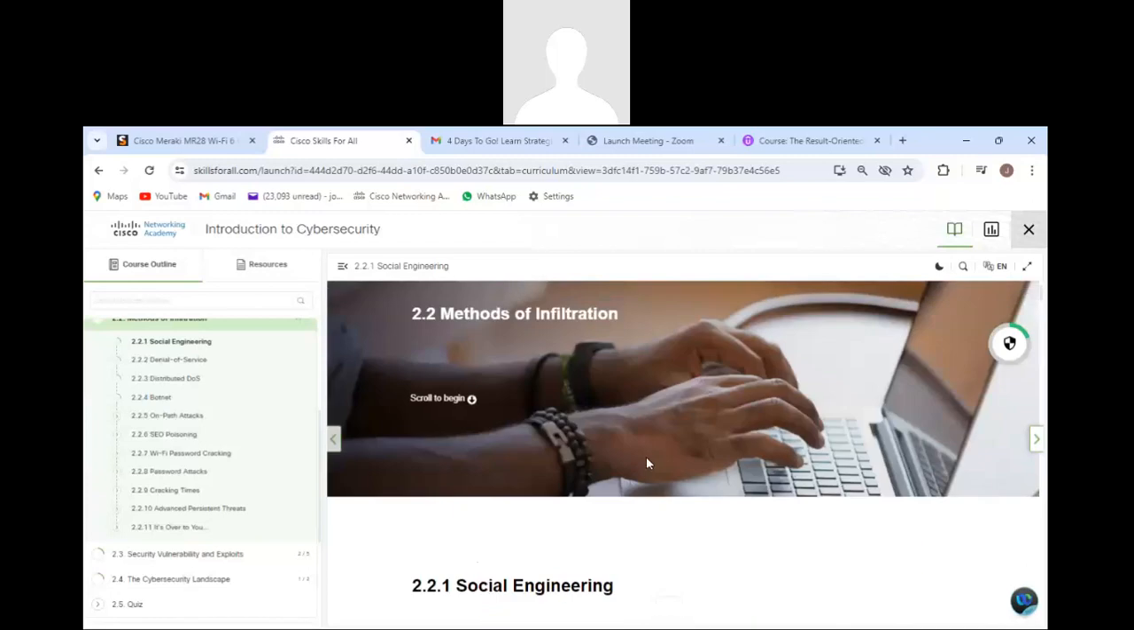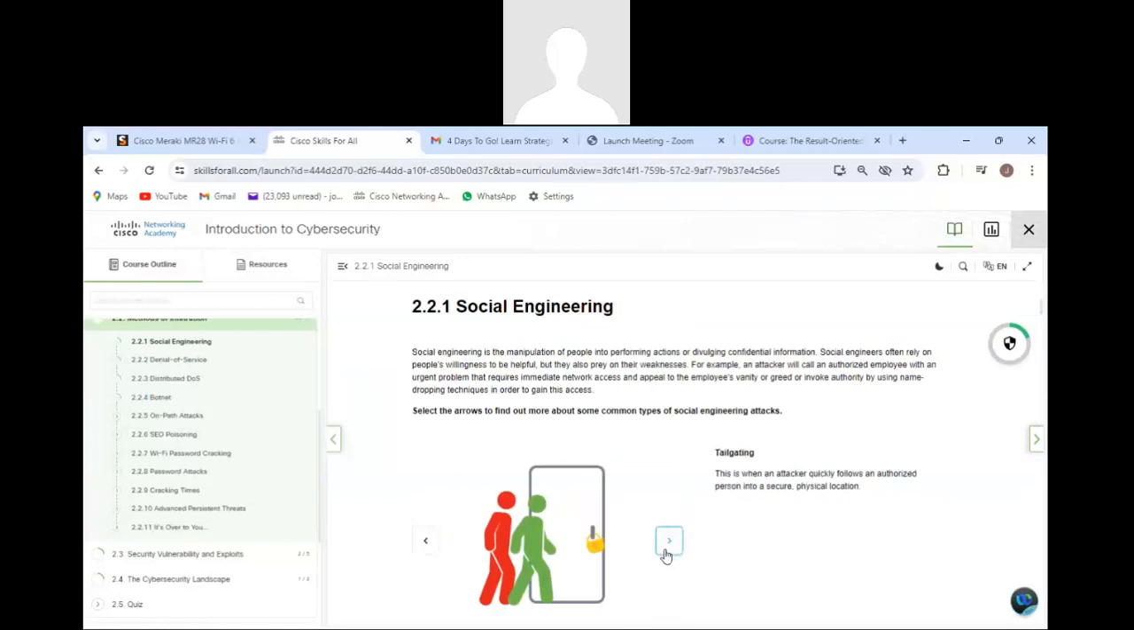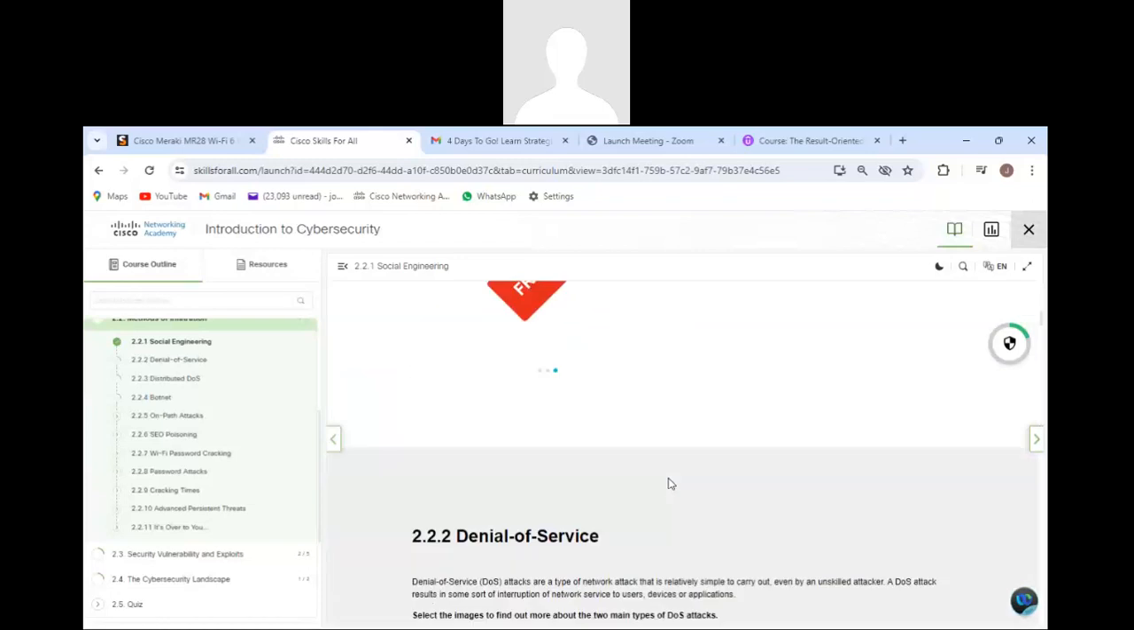So we have methods of infiltration. We have social engineering. Like I said in the previous video, social engineering is the kind of attack that has to do with human beings, like pretexting, telling you that they are calling from your bank, and tailgating, trying to peep and look at the PIN number on your ATM card or on your phone. Then there is something for something: they request this, give me this, and I give you that. You think it's for free.